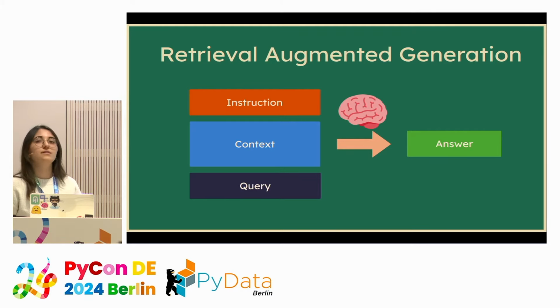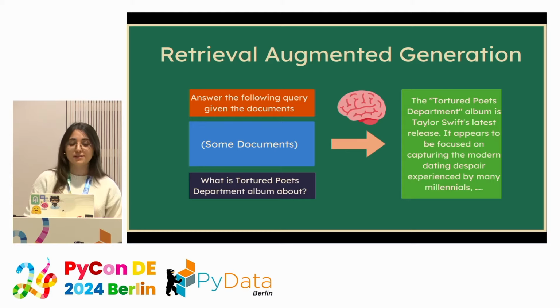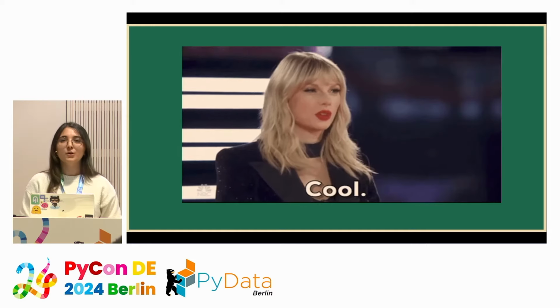So if I were to ask the same question to my LLM using the same example, I will first say, please answer the following query, giving the documents. Then I will provide some relevant documents in the blue, and then I will ask the same question. Then our LLM would be capable of understanding and generating the answer, that is Taylor Swift's latest album, and it will also give some more information about that. Cool, right? Taylor approves that. That's great, but how do we build such a system?